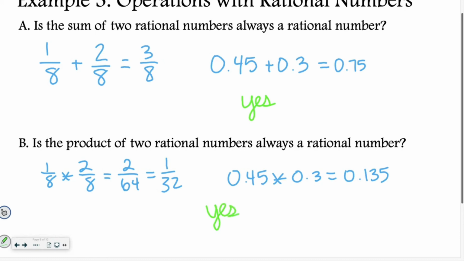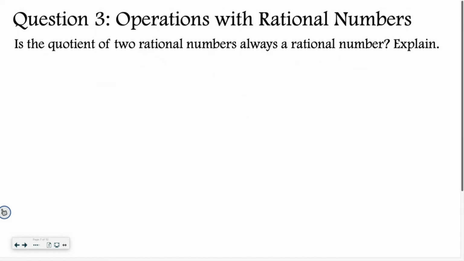So the product of two rational numbers, again, I could go into a big, long explanation, but this is a point where I'm telling you to trust me. I'm not going to expect you guys to know the next level of thinking with this, okay? So the product of two rational numbers is always a rational number. Question number 3. This one's for you. Is the quotient of two rational numbers always a rational number? Explain. Good luck.